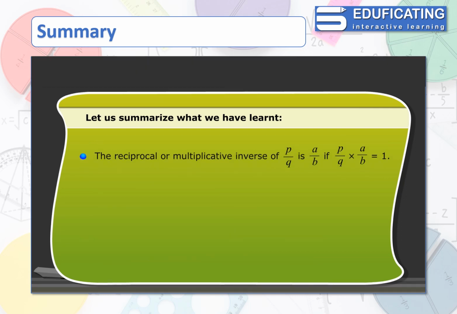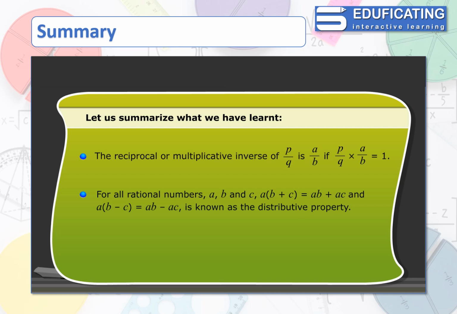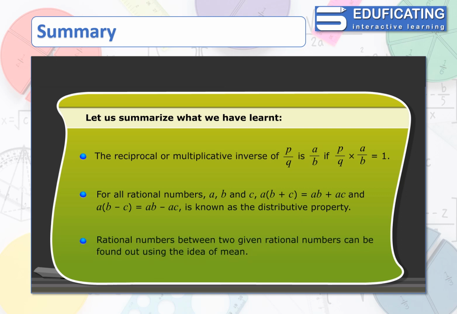The reciprocal or multiplicative inverse of P upon Q is A upon B if P upon Q into A upon B is equal to 1. For all rational numbers A, B and C, A into B plus C is equal to AB plus AC, and A into B minus C is equal to AB minus AC is known as the distributive property. Rational numbers between two given rational numbers can be found out using the idea of mean.